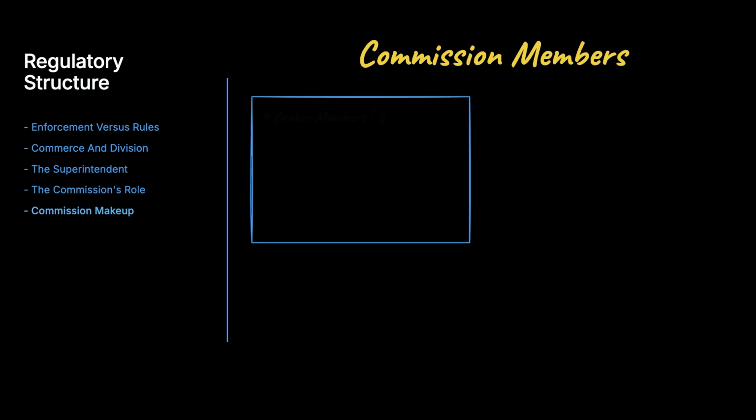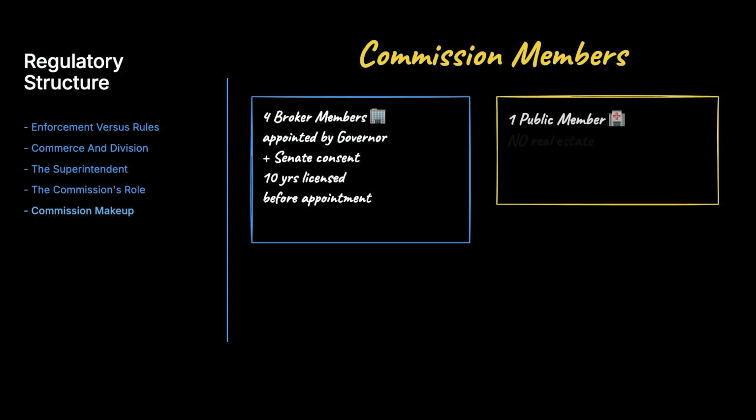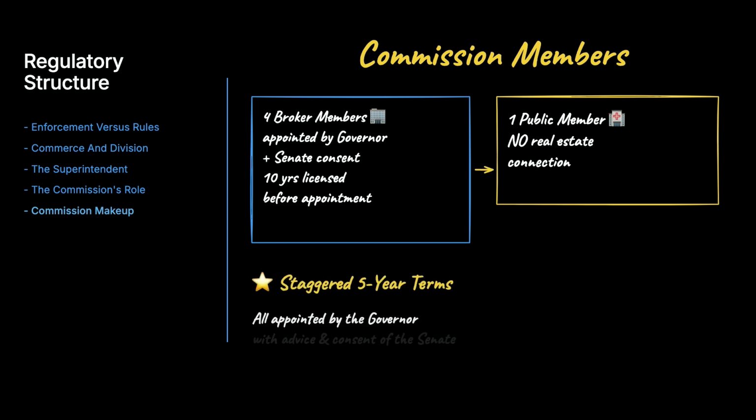Here's a fact you must memorize. The Commission has exactly 5 members, appointed by the governor with the advice and consent of the Senate. 4 must have been licensed real estate brokers for the 10 years before appointment. The 5th represents the public with no real estate connection. They serve staggered 5-year terms.